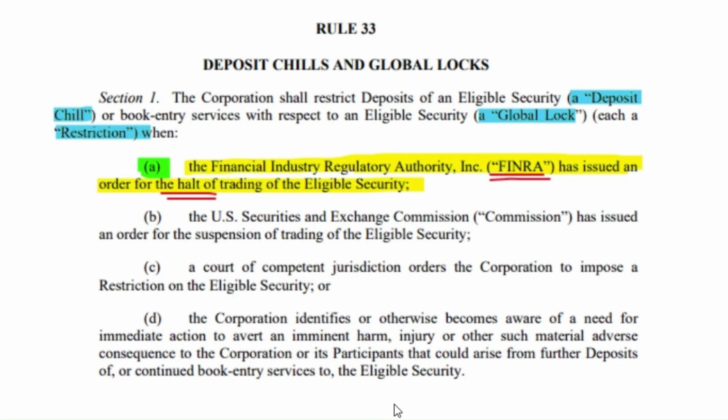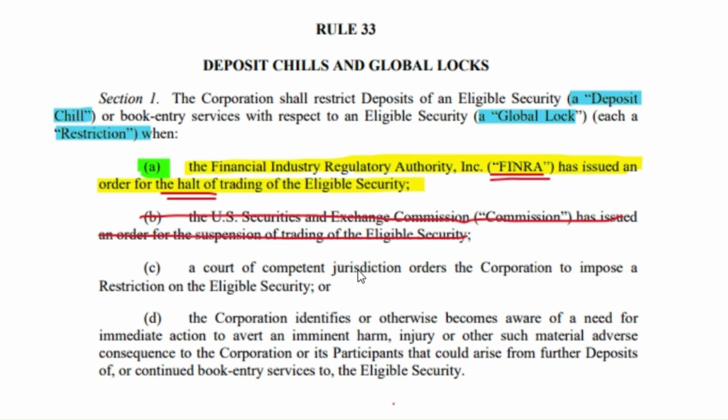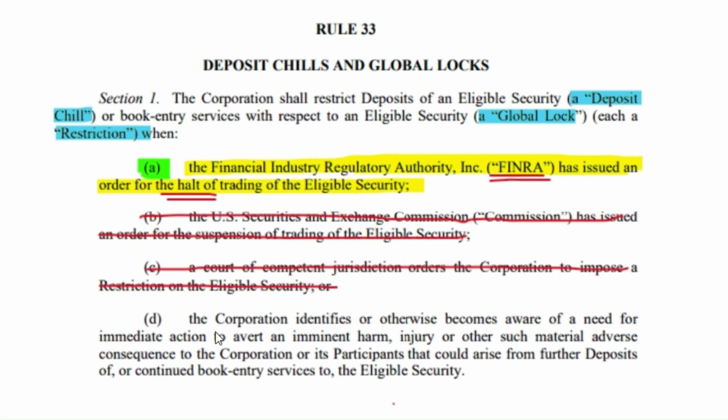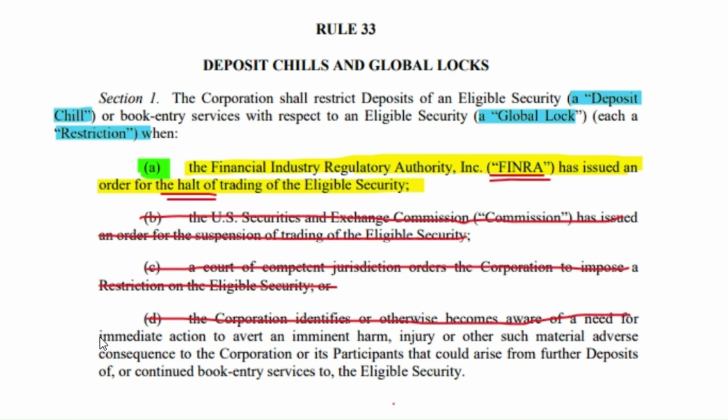Section 1A seems to be the only scenario that is applicable to our MMTLP situation. SEC has not issued any suspension order. No courts have imposed any restrictions. 1D likely does not apply as the DTC chilled or locked MMTLP only after FINRA issued the U3 halt. Therefore, I will focus on 1A, because we have a letter from FINRA halting MMTLP pursuant to Rule 6440A.3.